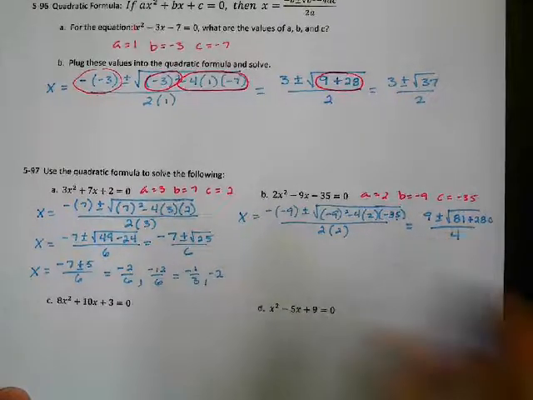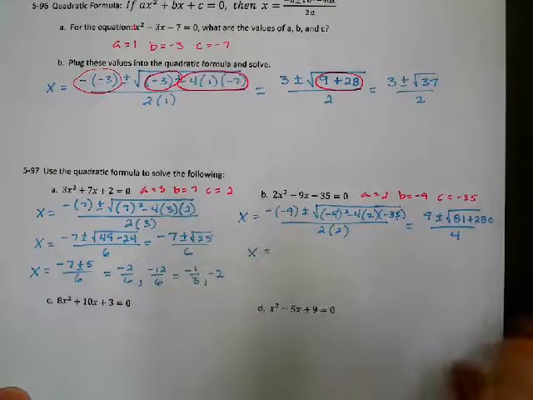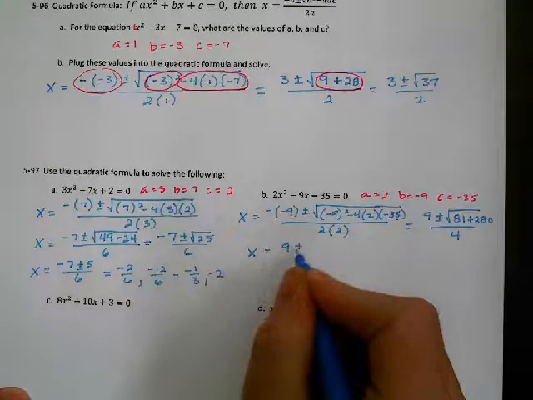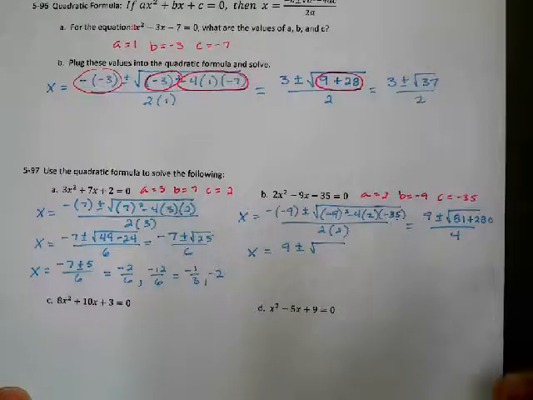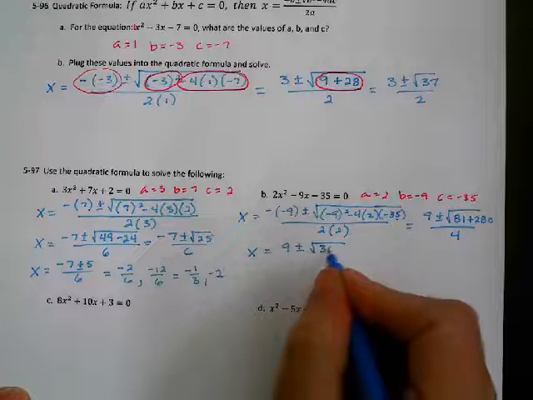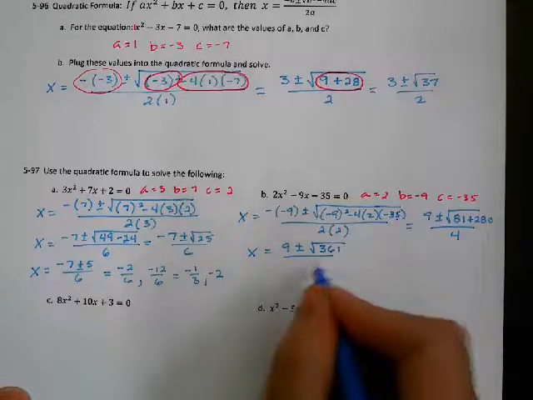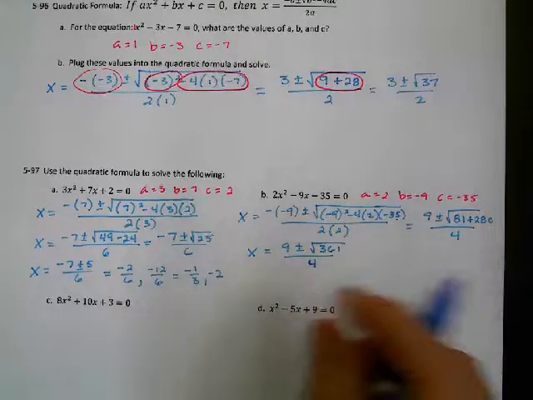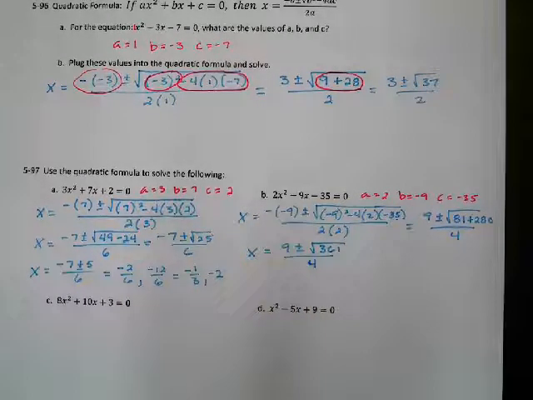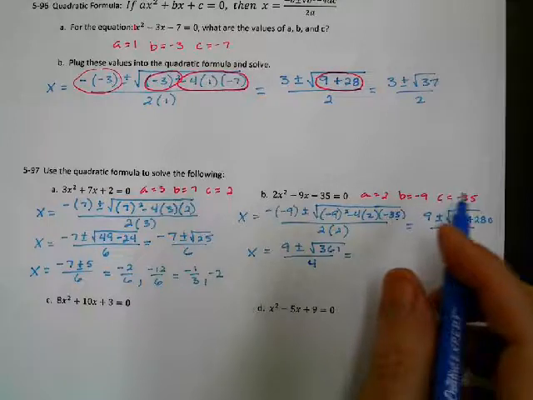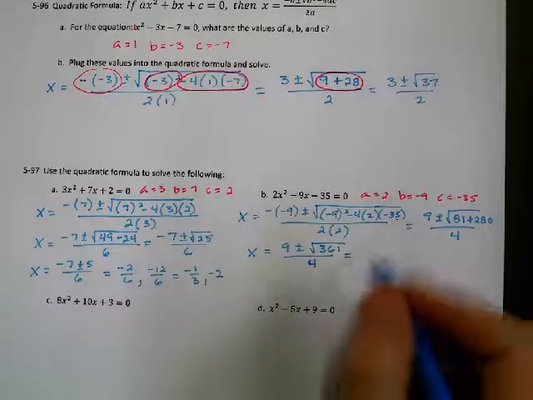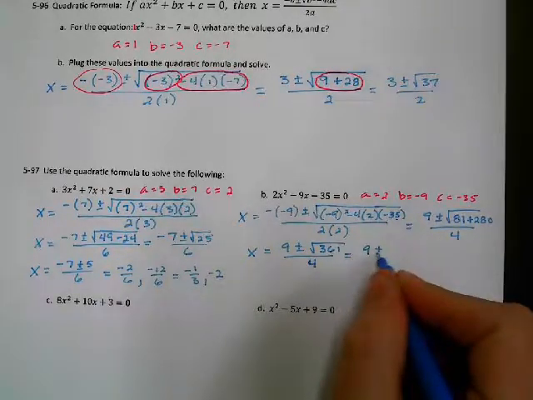All right, we're going to combine these two right here. So we've got x equals 9 plus or minus the square root of 81 and 280, which is 361, over 4. Now some of you probably don't know this, but 361 is a perfect square. That's a perfect square of 19. If you didn't know that, you might use your calculator to double check. So this is 9 plus or minus 19 over 4.